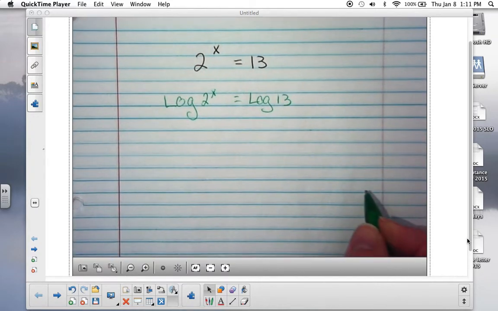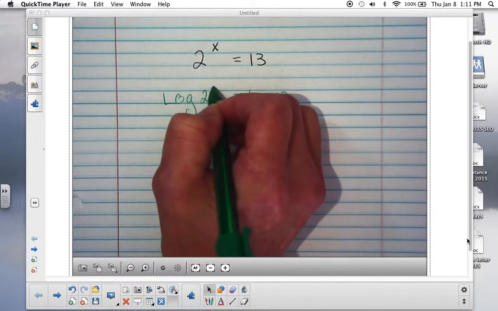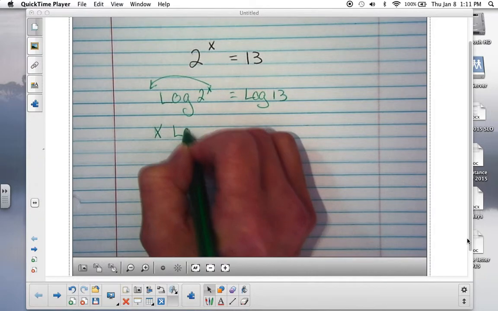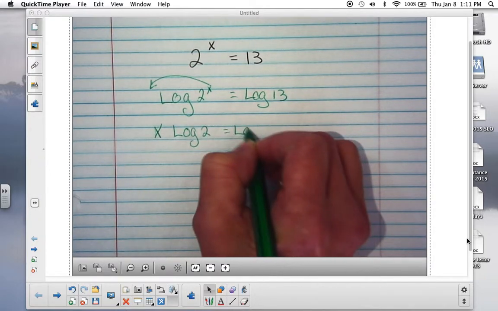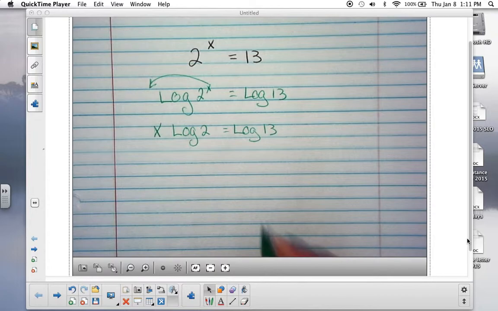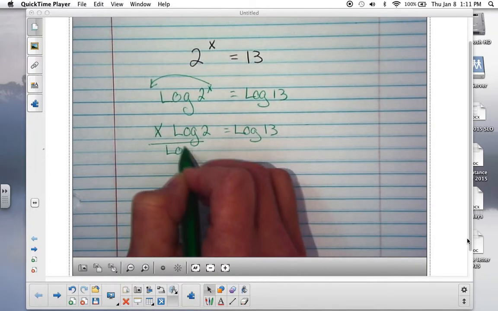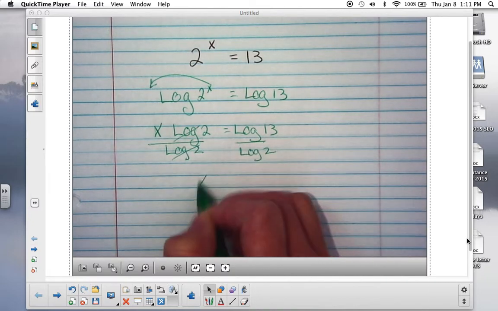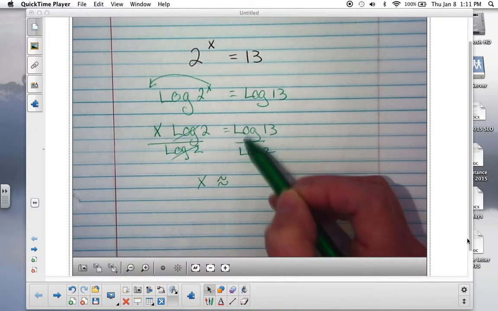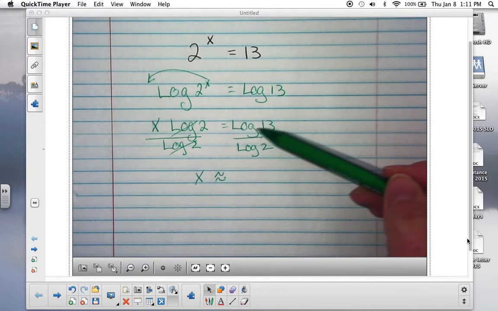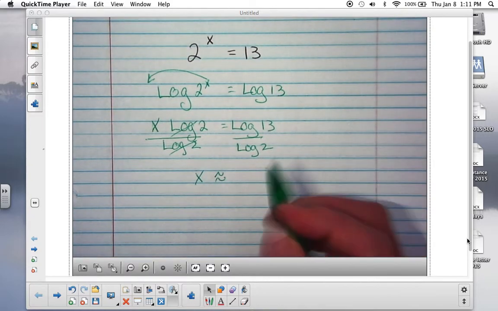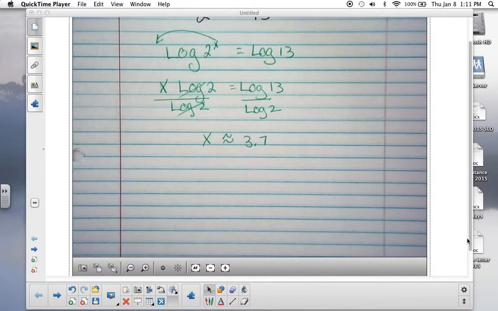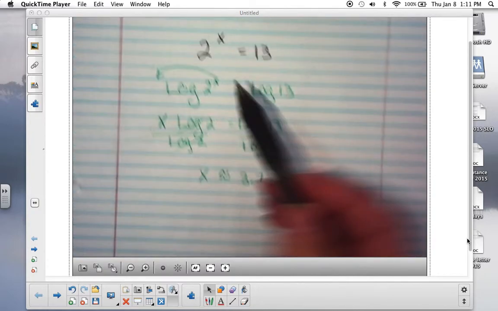Because it's an equation, as long as I do it to left and right, it's okay. And then this x drops down and is out front because of that power law. So then I get this. And then to get x by itself, we're just going to divide the log 2 over. That drops out, and you would just type this into your calculator. Don't cross out the logs. You really type in log 13 divided by log 2. If you are unsure where that button is, make sure that you ask.